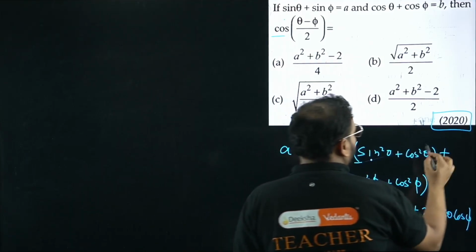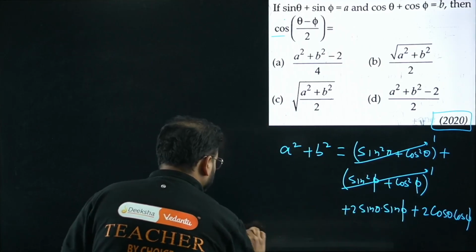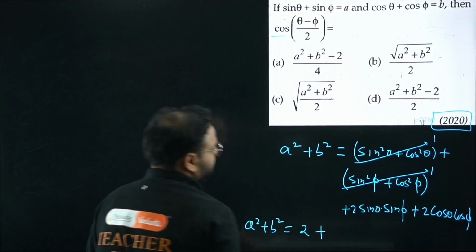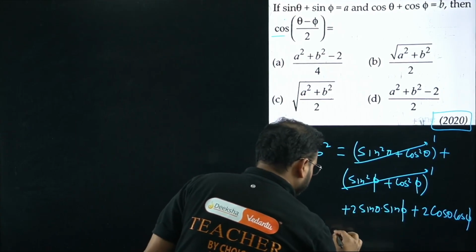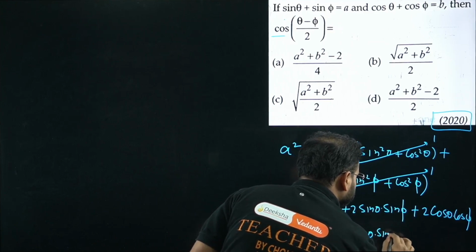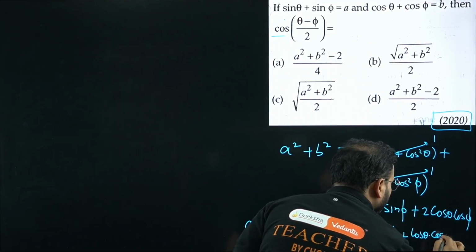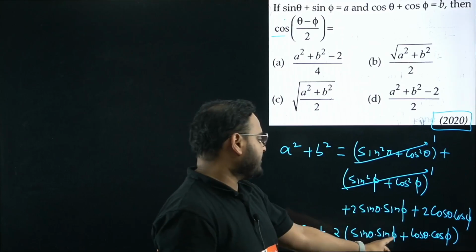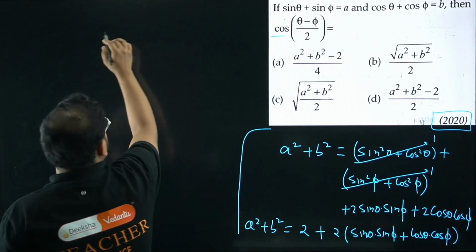This will become 1, this will become also 1, so I have 1 plus 1, it will become 2. So I'm getting this value of A square plus B square as 2 plus this value. I can take 2 common, and the same thing will repeat: sin theta sin phi plus cos theta cos phi. Correct? I'm taking 2 common, so 2 times sin theta sin phi plus cos theta cos phi.